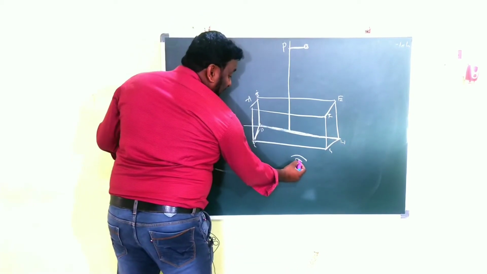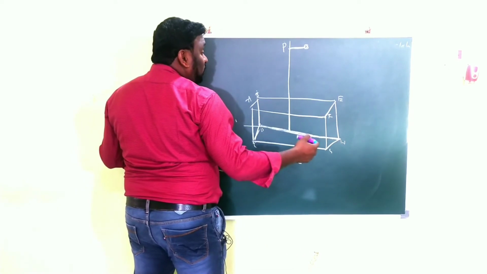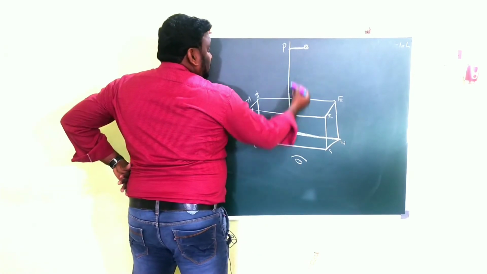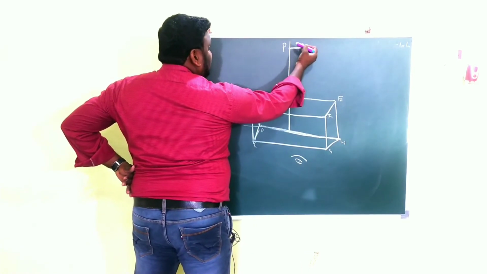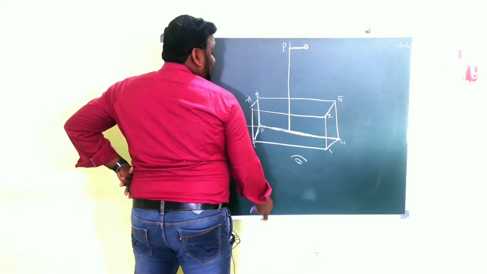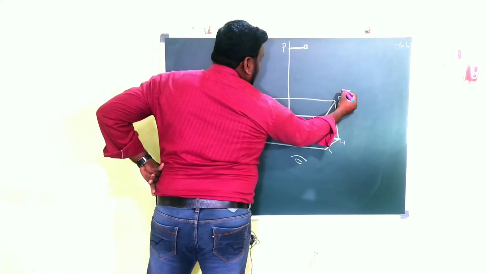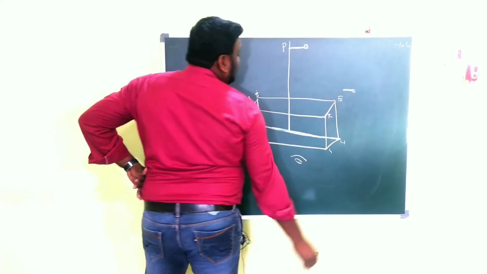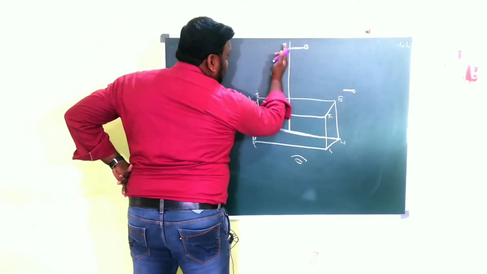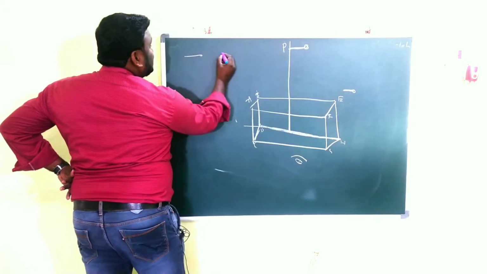Now we want to find out the image of that particular pin through the glass slab. Where we find it in the glass slab, there we have to fix another pin. That means while we are observing these two pins through the glass slab, they should seem like this.